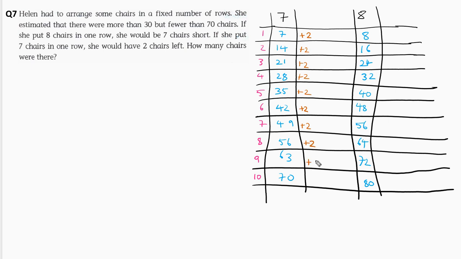Okay. Now we're told there's a fixed number of rows, but we don't know which of that is. That means that it's going to be, for example, 7 rows of 7 or 7 rows of 8. Okay, so that's what happens if I've got 7. If I've got 8, I'm 7 chairs short. So I would have to take away 7.